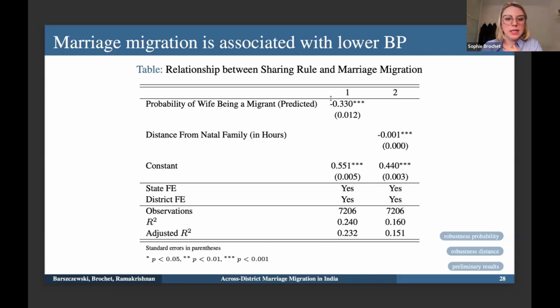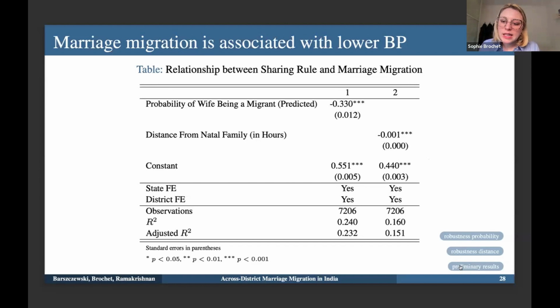So what we do first is that we regress the sharing rule, the proxy of bargaining power, on the probability of the wife to be an across-district marriage migrant, and we find a negative association between both. So we find that the more likely a woman is to be a marriage migrant, the smaller her bargaining power seems to be. And this is robust to adding state and district fixed effects. And for robustness, we also used a variable that is in the IHDS, which is the distance from natal family in hours. And we find also a negative relationship. So we find that the further from her family a woman lives, the smaller her bargaining power seems to be.